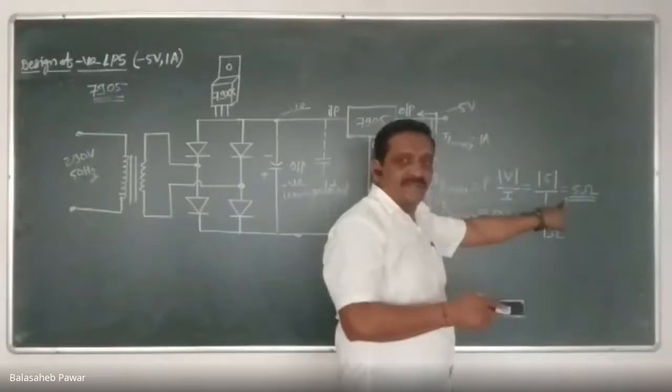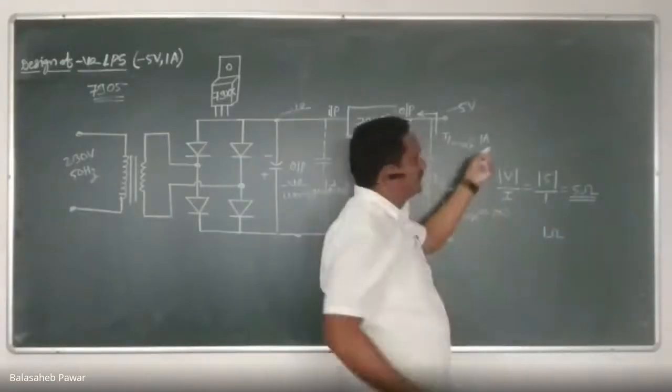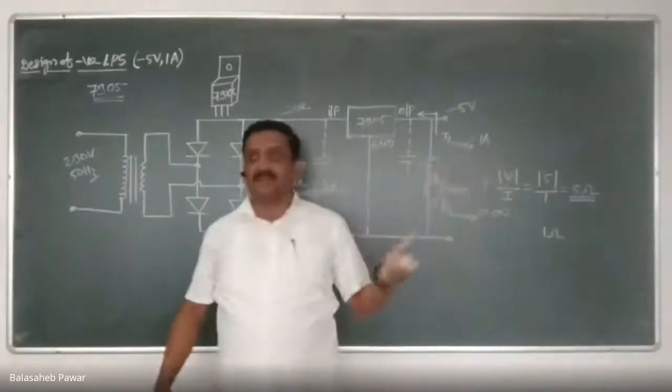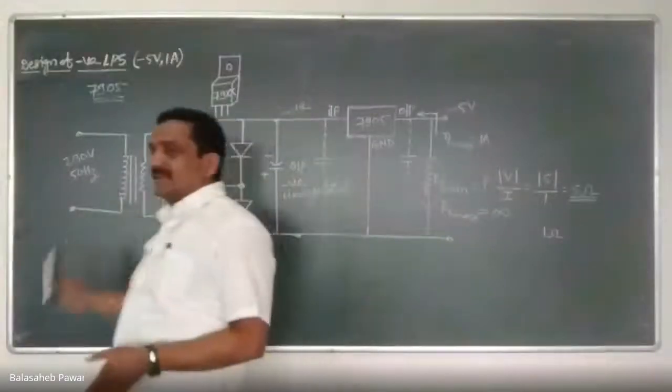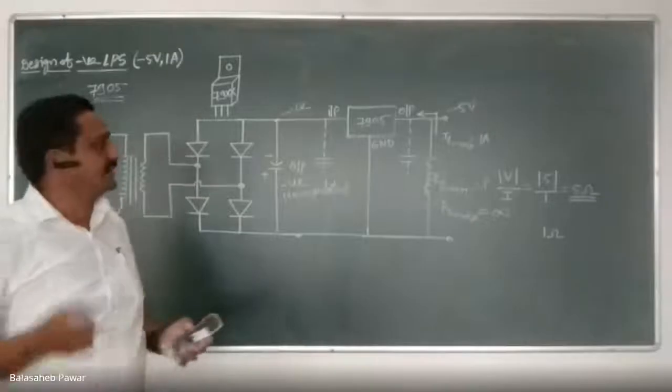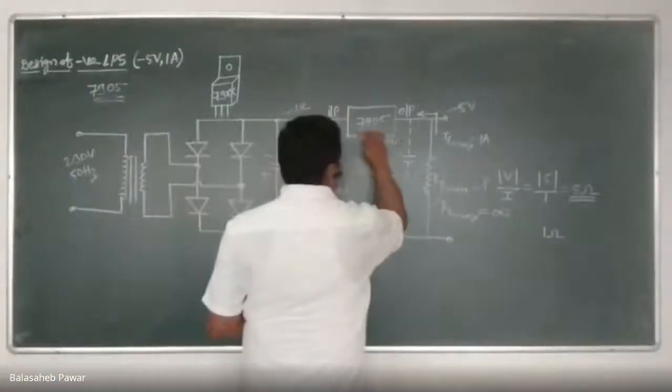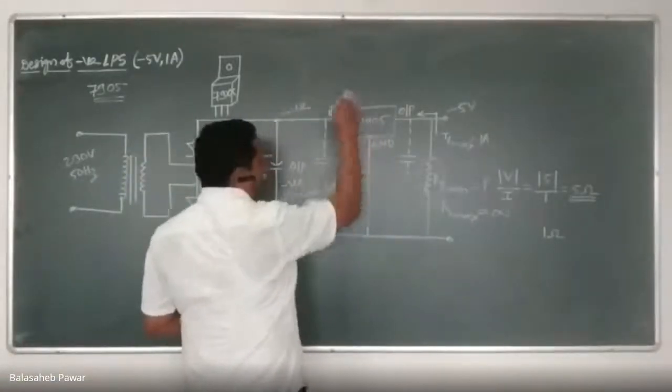Below it, the flow of current will exceed 1 ampere, and that will be harmful to our linear power supply. Any one component may get damaged immediately. Or first of all, this 79 series regulator IC will get heated.